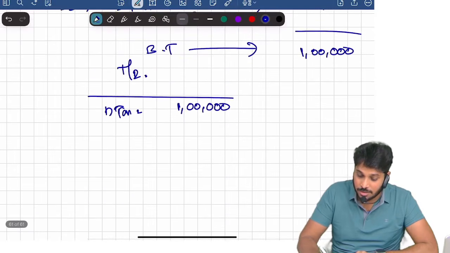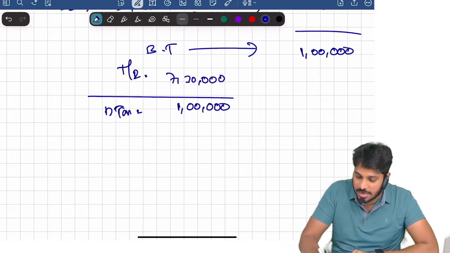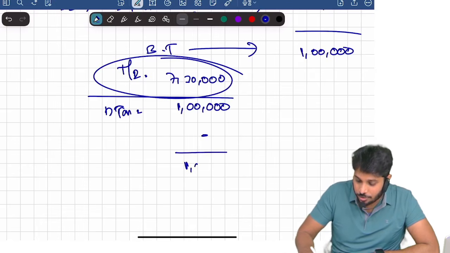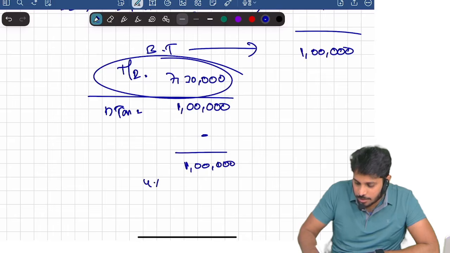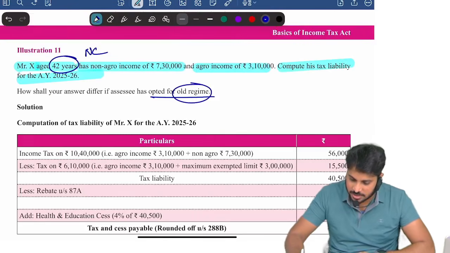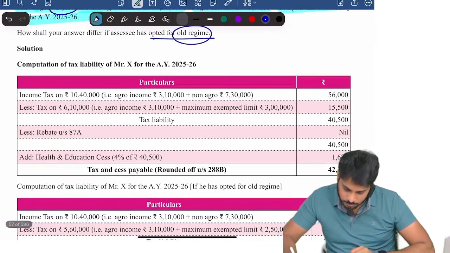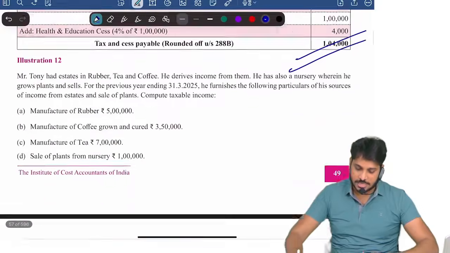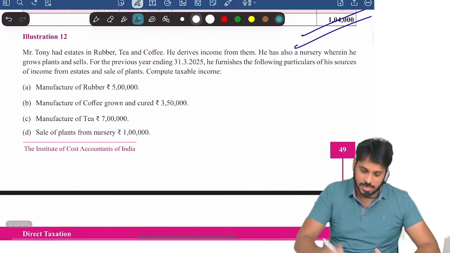Remember, total income is how much here? 7,30,000. Remember, non-agriculture income, total income is 7,30,000. Since it is more than 5 lakh, no rebate. Therefore, balance tax is 1 lakh plus 4% cess, that is 1,04,000. What is the answer given? They gave correctly. Correct. They gave the correct answer only. Yes, next. Can I proceed?